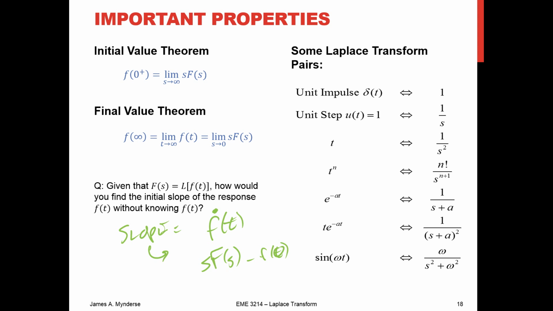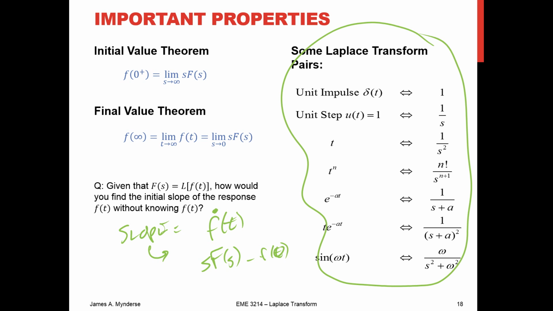And I told you we were going to give you a table. Here's part of our table. This is the sort of thing we're looking at. If we know that our signal is comprised of, say, t plus e to the negative at plus sine of omega t, we can just Laplace each term individually and add them up. And you're going to see us do this on homeworks and in class.